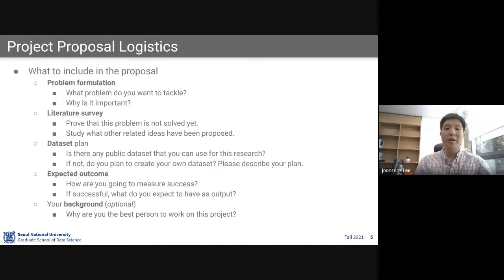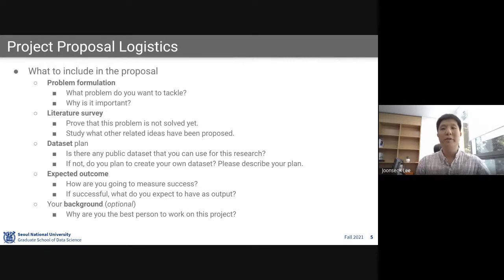And lastly, I would like to see what the expected outcome is. So how you are going to measure success. Basically, this will be the evaluation plan and evaluation metric. And it's better if the evaluation metric is a standard metric that is used for that task in the research community.